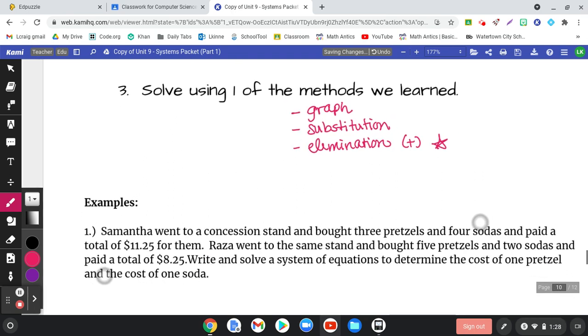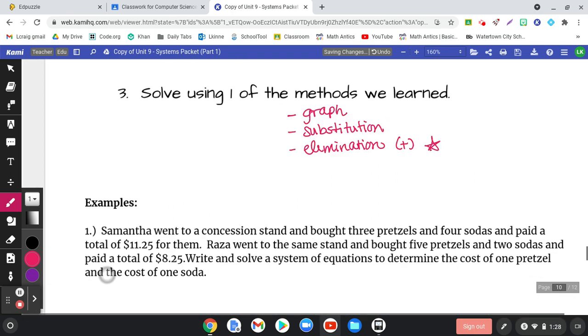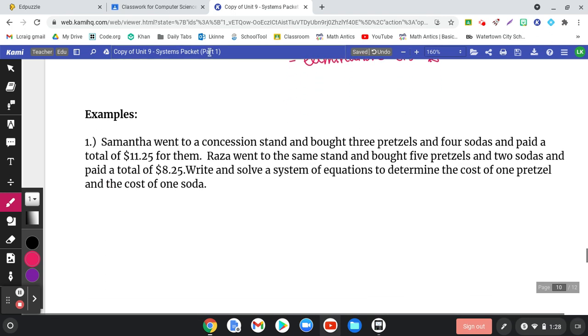All right, so the first thing we're going to do, obviously, is read through the problem. And you might say, well, I can figure this out without an equation. Maybe so, but sometimes it could take you a really long time. So this is more efficient, and it's a good skill to have.